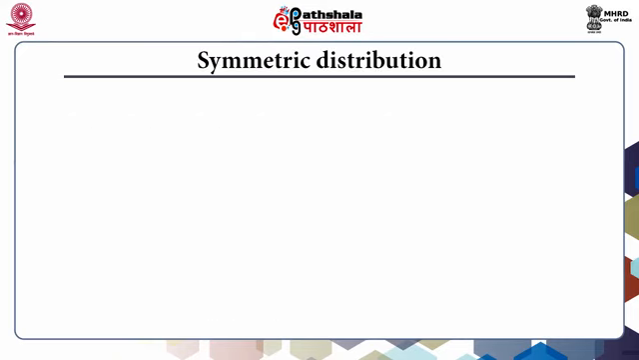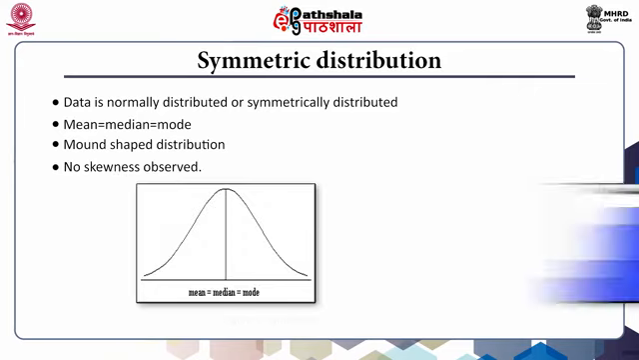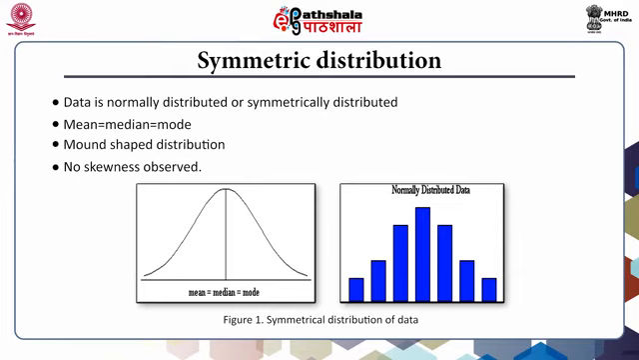Symmetric distribution. In this kind of distribution, data is normally distributed or symmetrically distributed. We have the mean equal to median equal to mode. The distribution is mound shaped and no skewness is observed. Figure 1 shows symmetrical distribution of data.